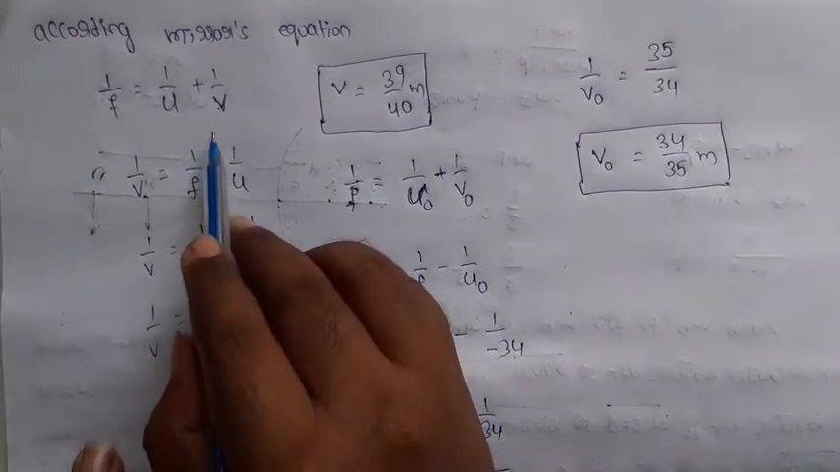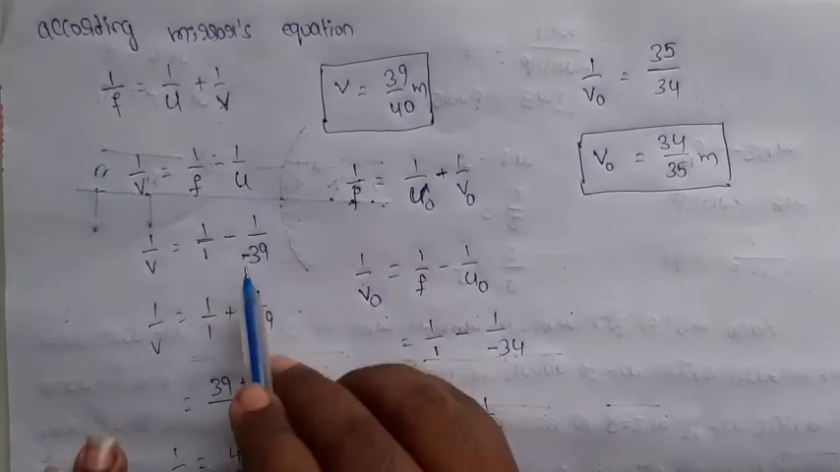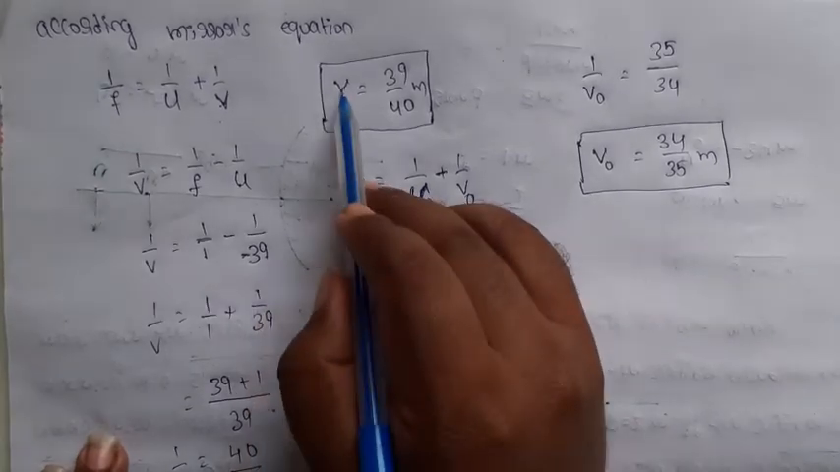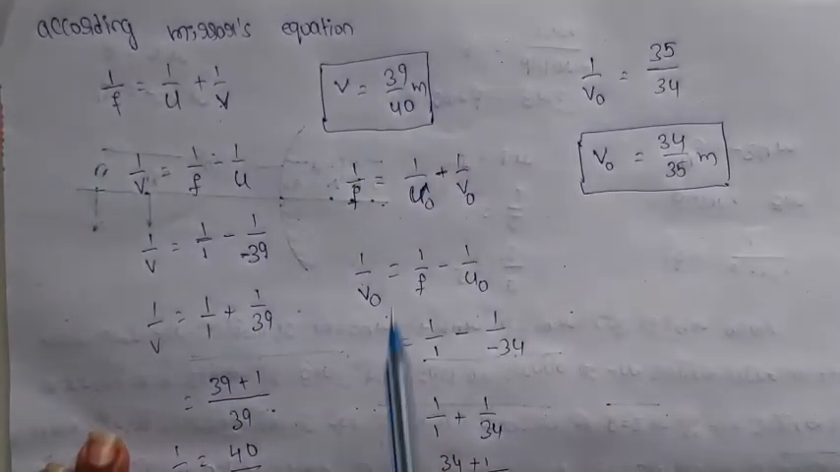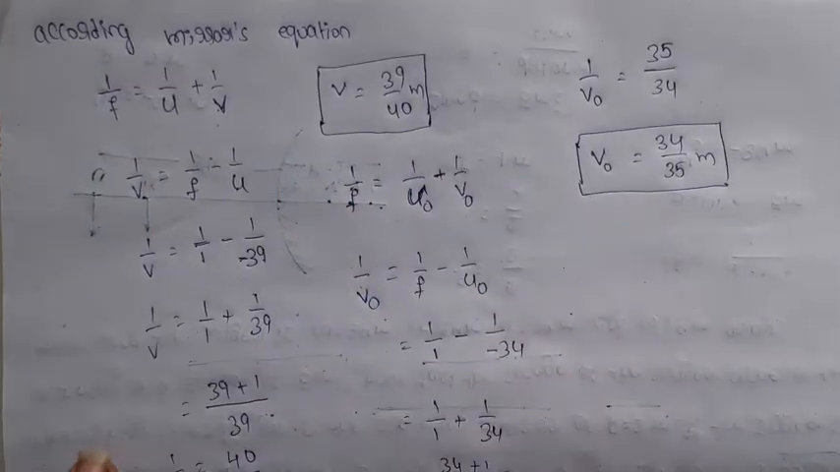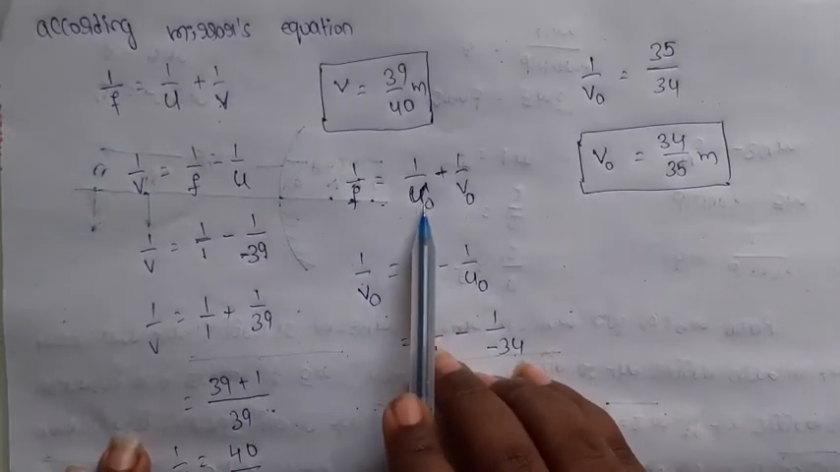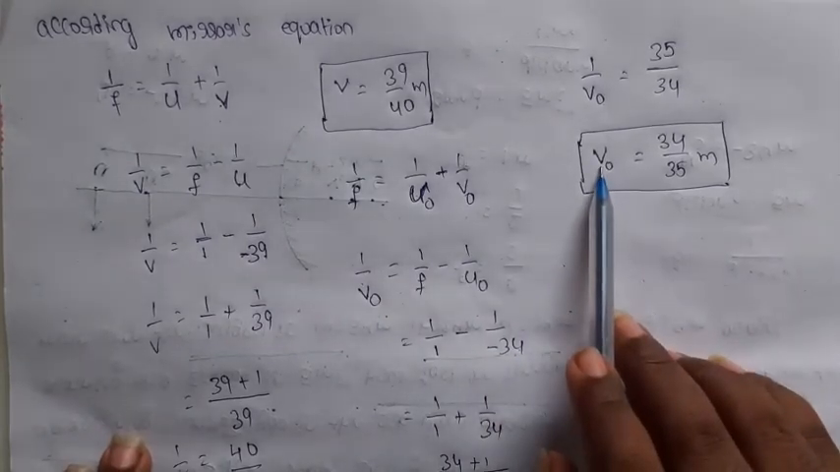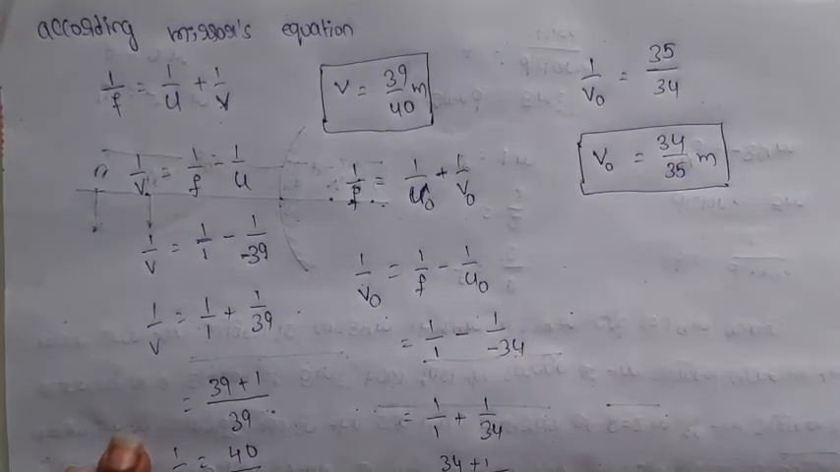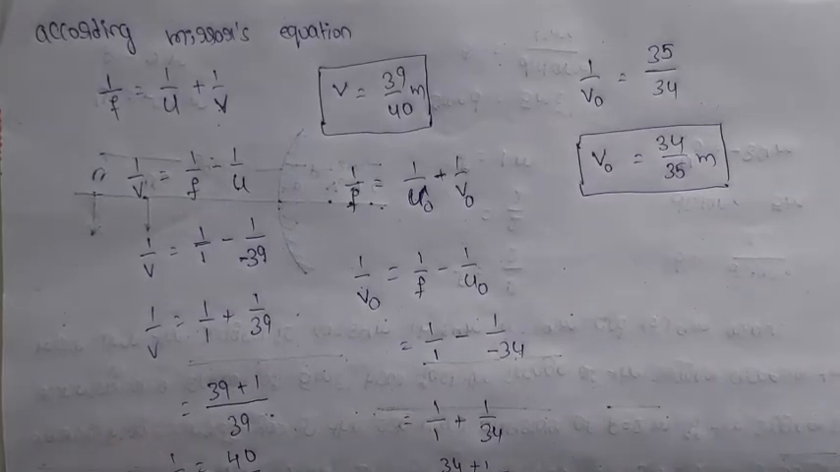So object is placed at u equal to minus 39 meter. Image is formed at v equal to 39 by 40 meter distance. Next, object is placed at u naught equal to minus 34 meter. So image is formed at v naught equal to 34 by 35 meter distance. Okay.